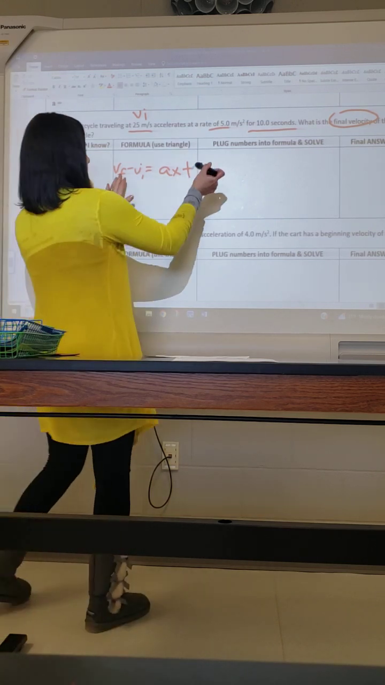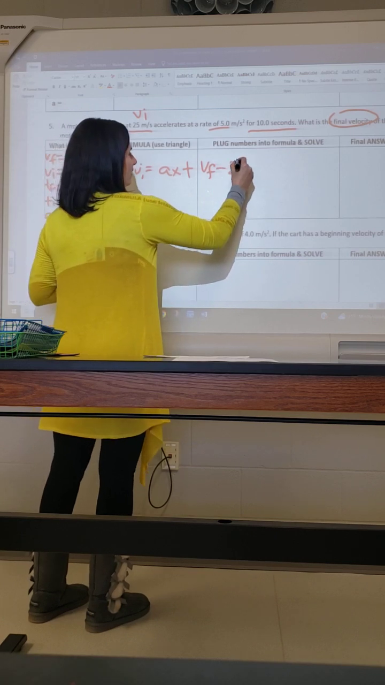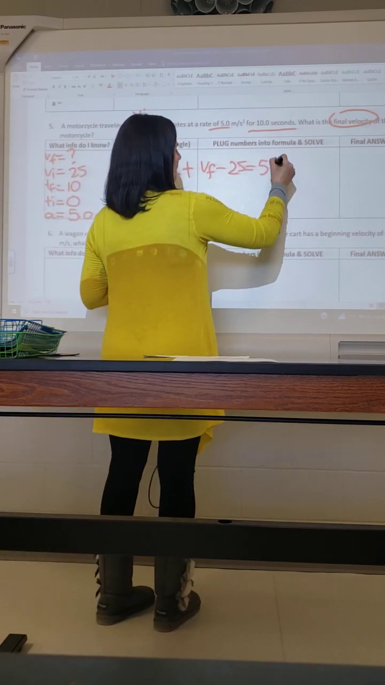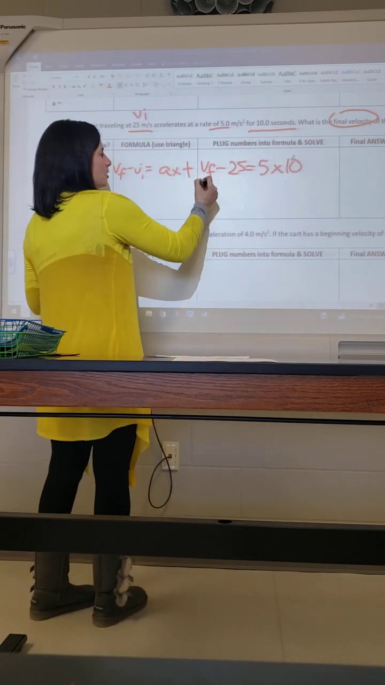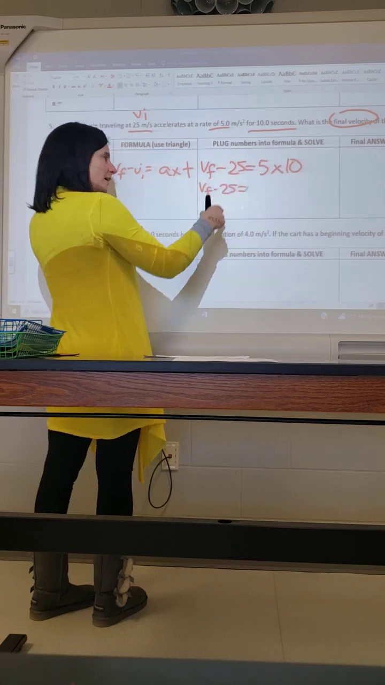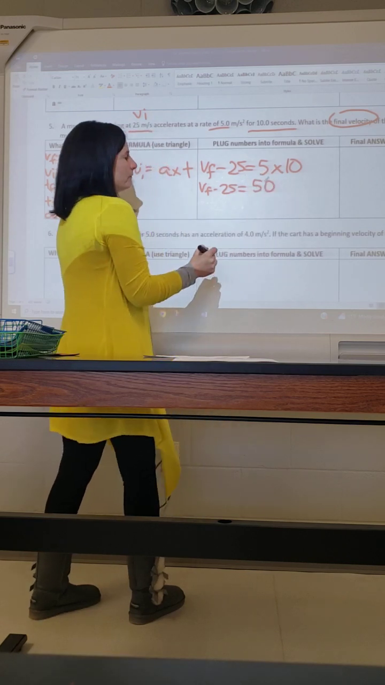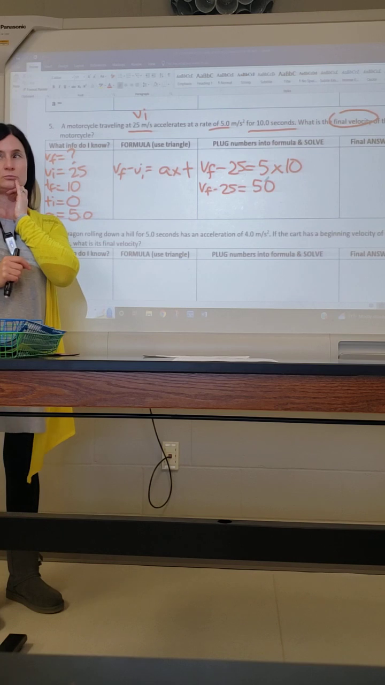So now we just plug in. VF, we still don't know. VI was 25. Acceleration is 5. And time is 10. So I need to simplify. So VF minus 25, what's 5 times 10? 50. Okay, so I start there. How do I get VF alone? What can I do? What do you think, Dane?